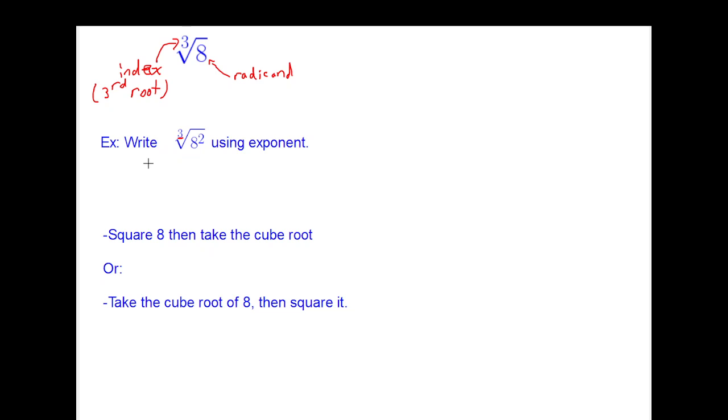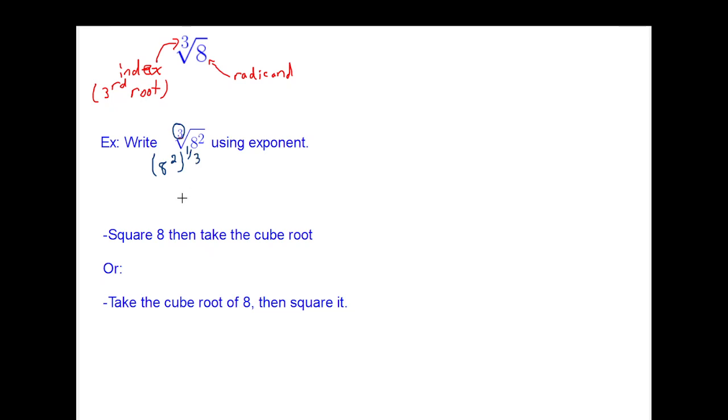So if we're going to write this as an exponent, we know that we have the 8 squared, and we also know that 3, that index, should be the denominator that goes with the exponent. Let me fix that 3 up because that doesn't look very good.